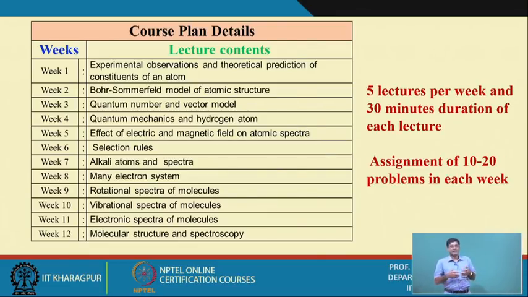So, we will basically learn about the atomic structure and atomic spectra, and then in the next 4 weeks we will learn about the molecule. In week 9, rotational spectra of molecules, then vibrational spectra of molecules, next electronic spectra of molecules, and then we will summarize molecular structure and spectroscopy. So, this is more or less the course plan for atomic and molecular physics.